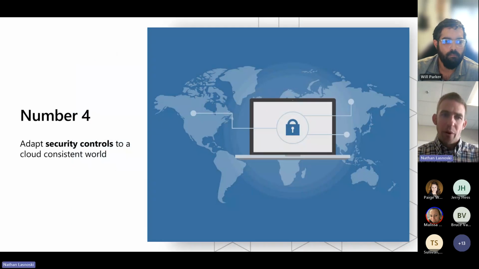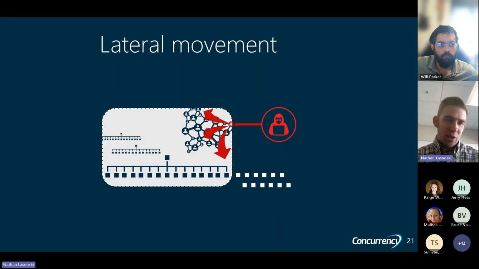Okay. Number 4, adapt security controls to a cloud consistent world. So this might take a little explanation. The number one way that organizations are compromised is via lateral movement. So what do we mean by that? It means a person who's trying to compromise your environment will take advantage of an end user computing workstation typically, and then use that vehicle to move laterally inside the environment to other workstations until they find something that gives them access to a server environment that lets them move between server environment elements.